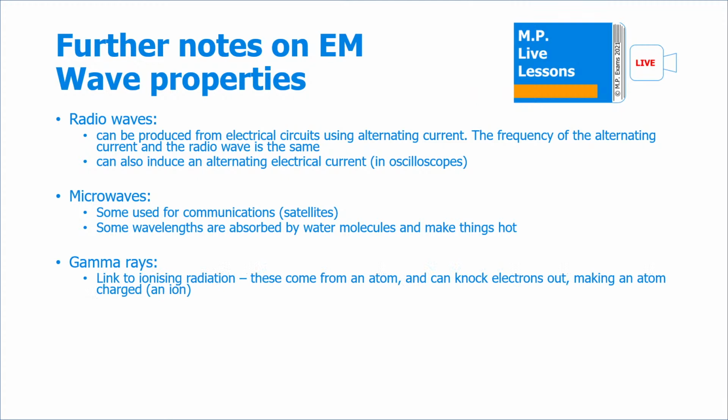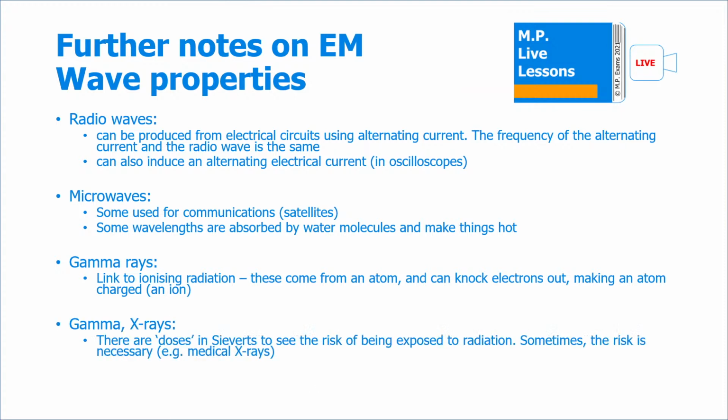Now, gamma rays, those are a big link and throwback to physics paper 1. This is a form of ionizing radiation which comes from an atom and can knock electrons out, making an atom charged, an ion. This could be good, let's say, for even destroying cancer cells in high doses of gamma rays.